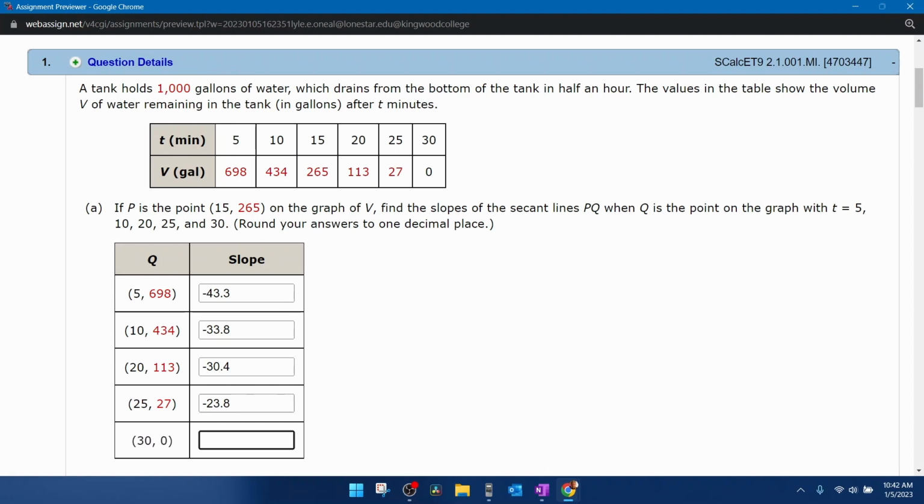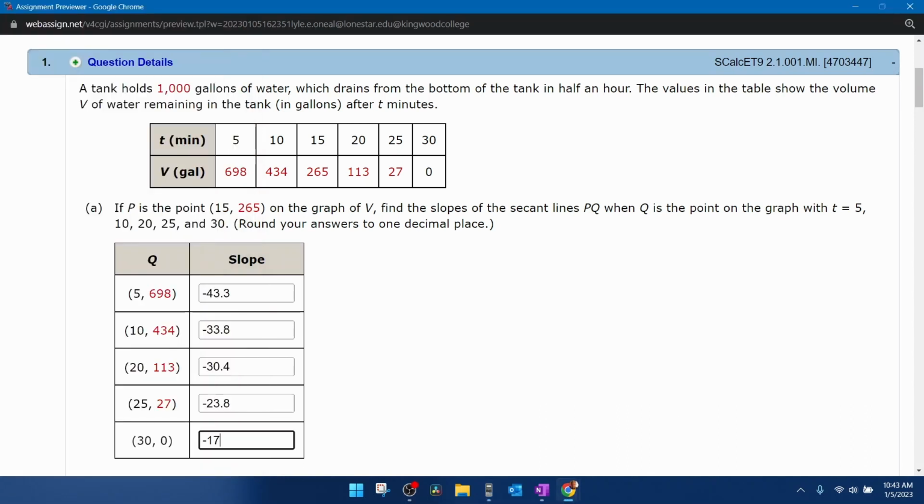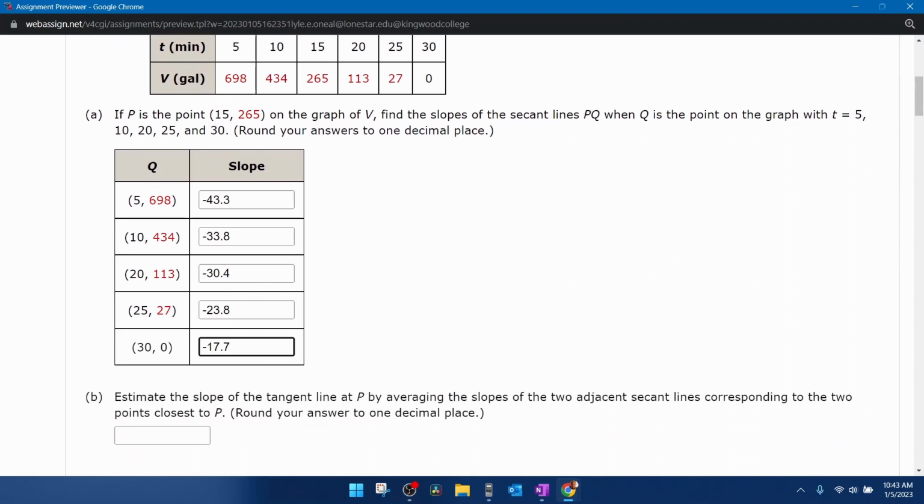And one more time. Notice this is where the tank is empty when the volume goes to 0. And I didn't even open my notepad this time. Delete. We can see from our table that now we have 30 and the volume is 0. SD, negative 17. Now remember, round to the nearest tenth would be negative 17.7. And then if we go down, we can see there is a part B.